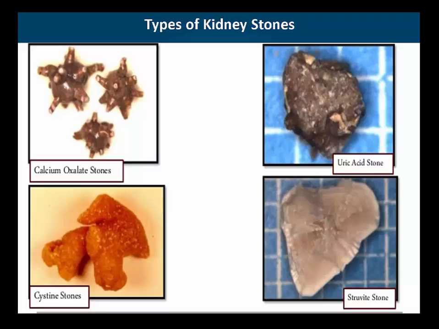Cystine stones are less common than other kidney stones because they are made of a chemical called cysteine, and are more likely to occur in people whose families have a condition that results in too much cystine in the urine, cystinuria.